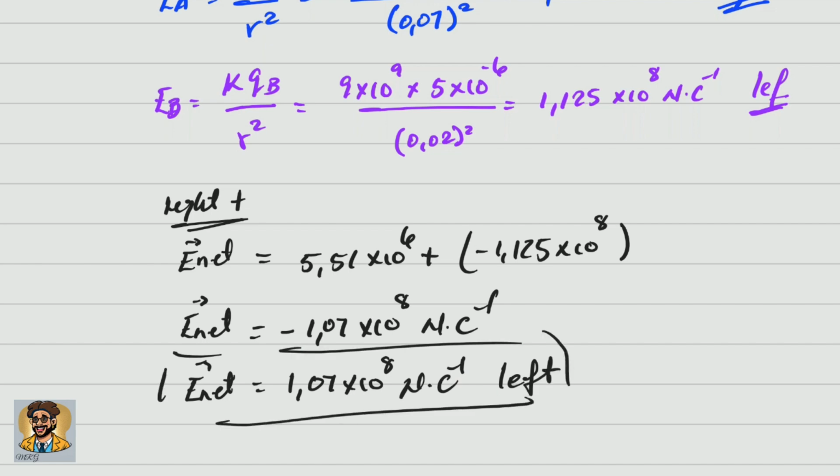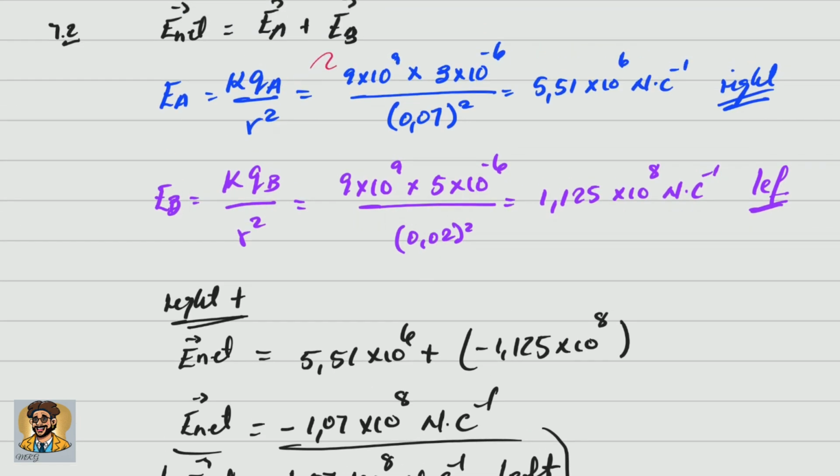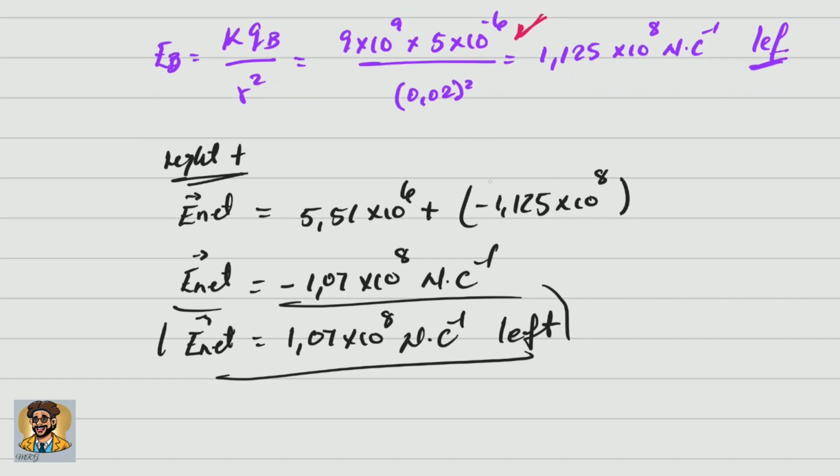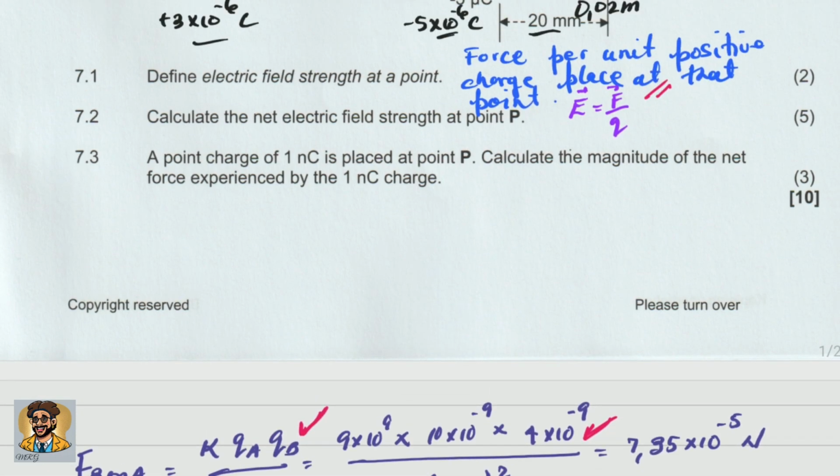How do we give marks here? We give 1 mark for the formula of calculating electric field in the non-uniform electric field, 1 mark for the substitution of those two electric fields A and B, 1 mark for subtracting here, and 1 mark for the final answer. This is 5 marks for this question, and it's quite simple to get those marks.